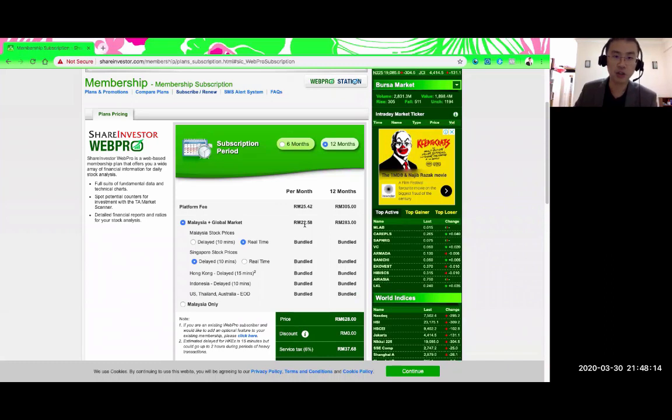So after you subscribe to ShareInvestor WebPro, you can also download their mobile app, which will also give you most of the information you need. Of course, the web version is more complete. So this is about ShareInvestor WebPro.